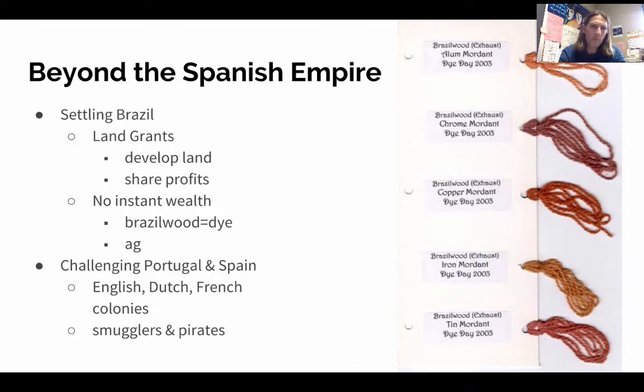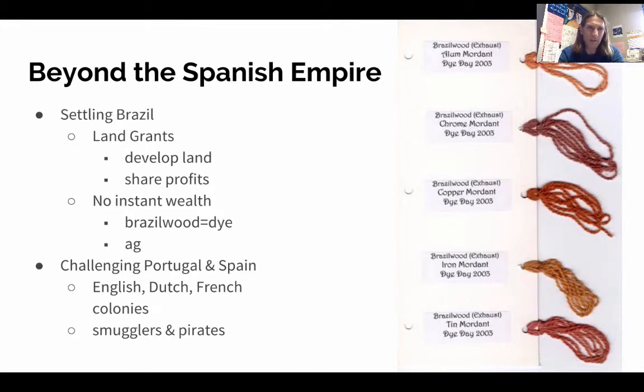The big problem with Brazil is they didn't find the mineral wealth, the gold and the silver. So they have to eventually find other things. And one of the most profitable things was Brazil wood dye. And then eventually they find out that Brazil is pretty good for agriculture. So they start to plant crops and they start to have livestock and they start to export those goods, and agriculture becomes a big money maker.